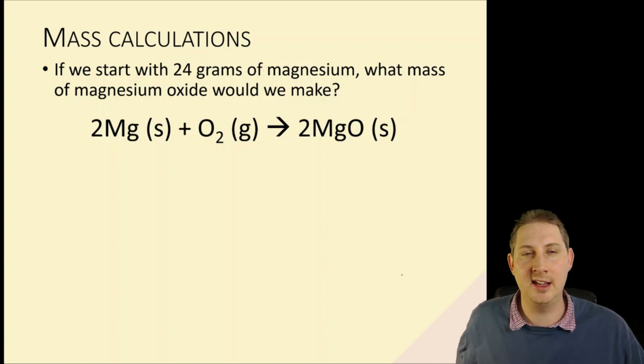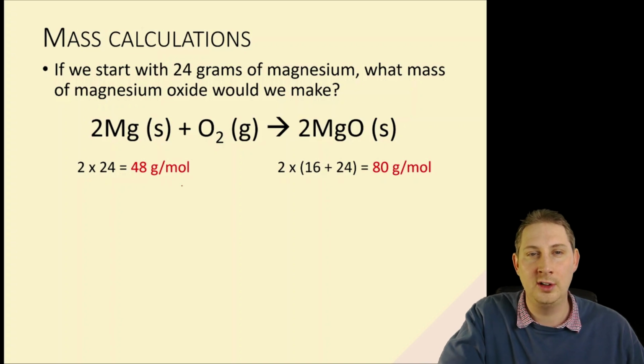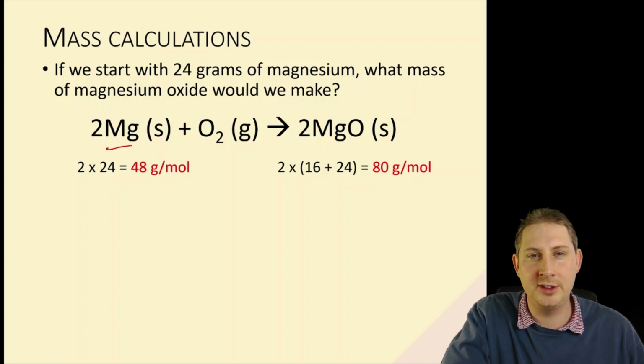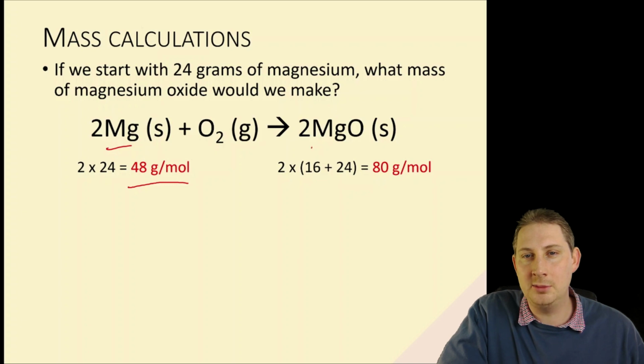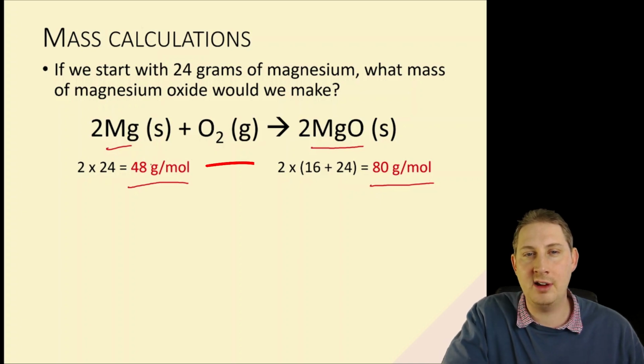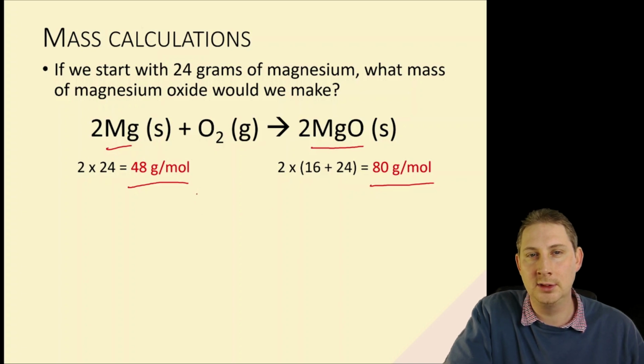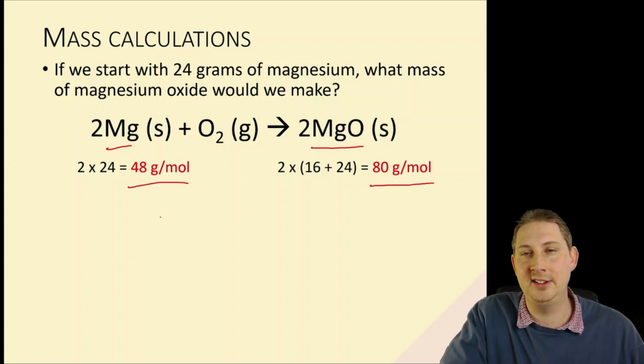Well, let's go back to the equation and the formula masses of the magnesium that we start with here. So magnesium that we start with, formula mass of 48 grams per mole. The magnesium oxide that we end up with, 80 grams per mole. So 48 grams of magnesium becomes 80 grams of magnesium oxide. So what would 24 grams of magnesium become?